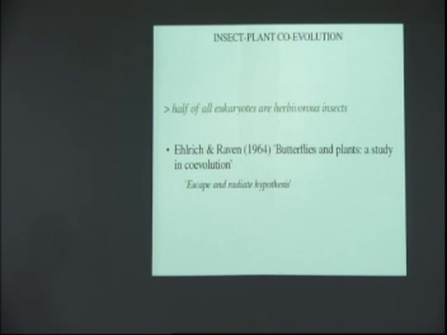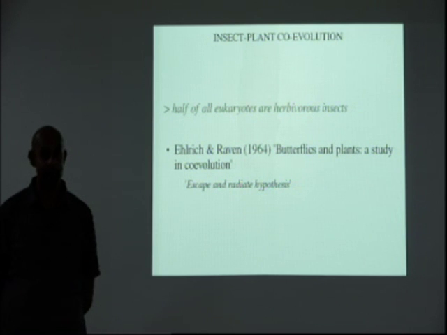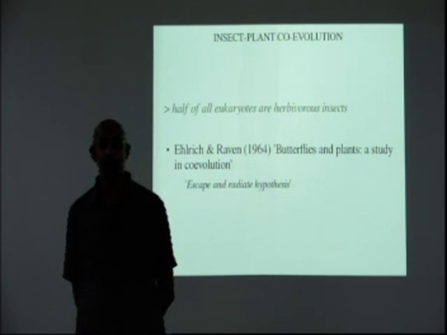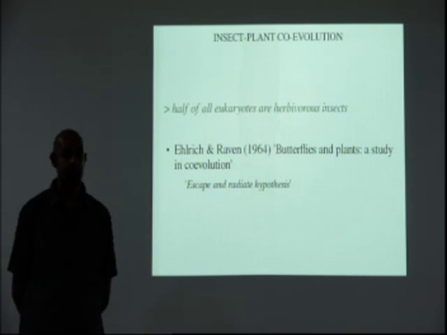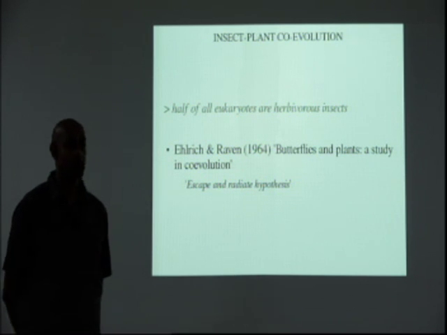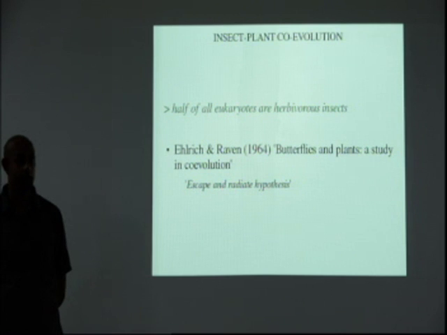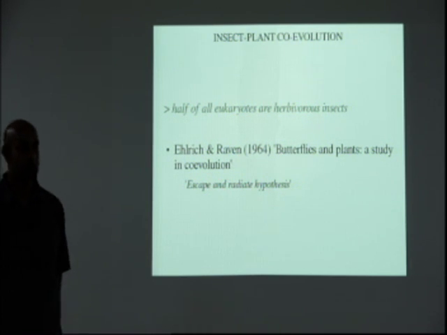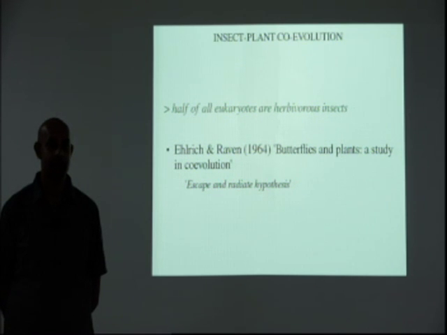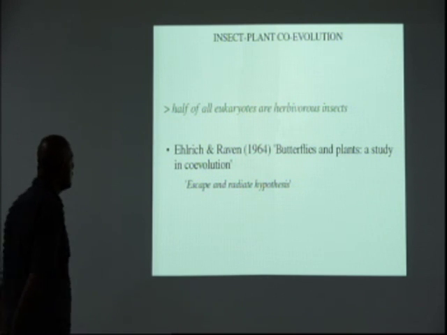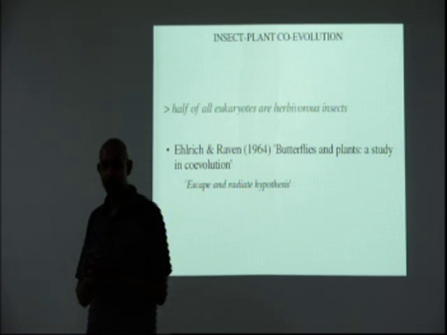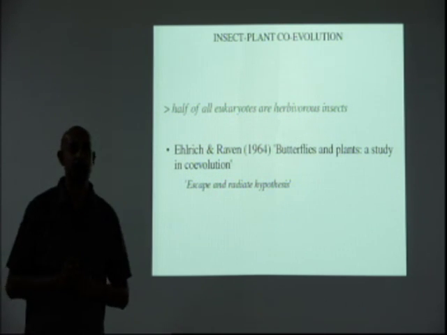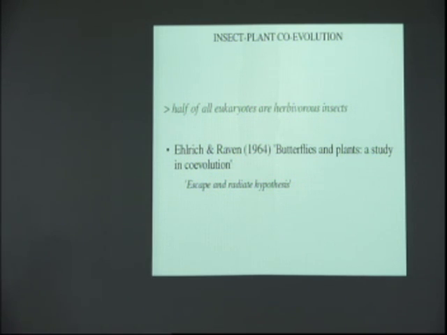About half of the eukaryotic species are herbivorous insects. The largest order of insects, which is the largest? Beetles. For example, beetles are the largest, then you have other very diverse groups such as the Lepidoptera, then Hymenoptera, and the Diptera, another large group. So there's something about this herbivory which seems to increase speciation rates. This has usually been attributed to coevolution between the plants and the insects.